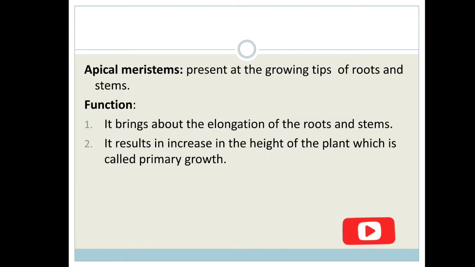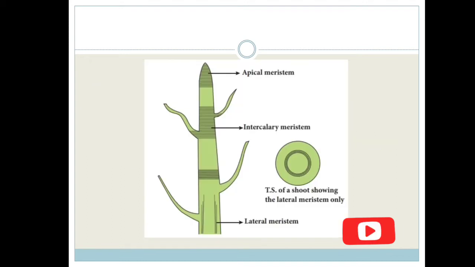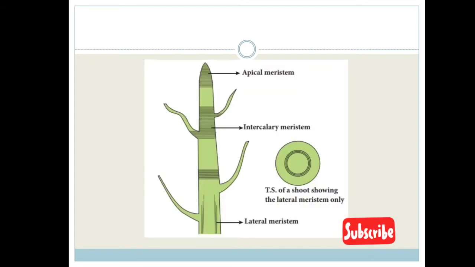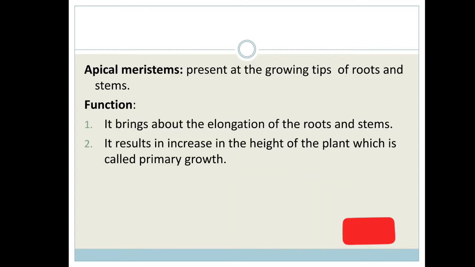Now let us know about all this meristem, where it is present and what are their different functions. So these apical meristems are present at the growing tips. You could see here in the growing tips of the roots and stem, and here the main function is that it brings about the elongation of the roots and stem, and also it results in the increase in the height of the plant, which is called the primary growth.